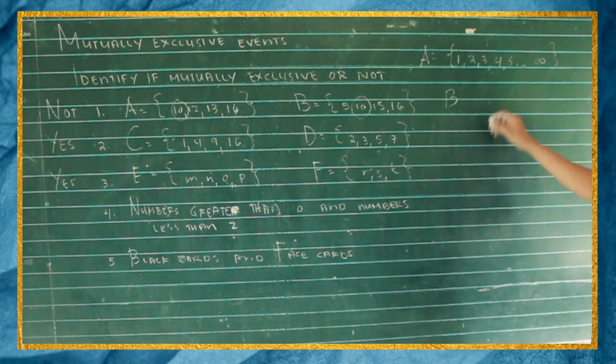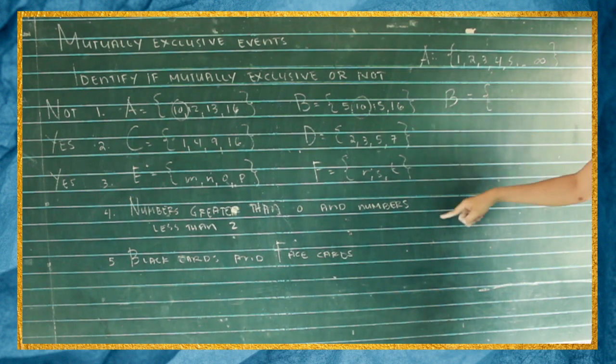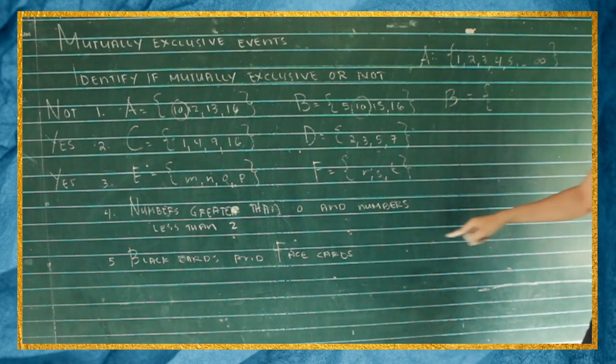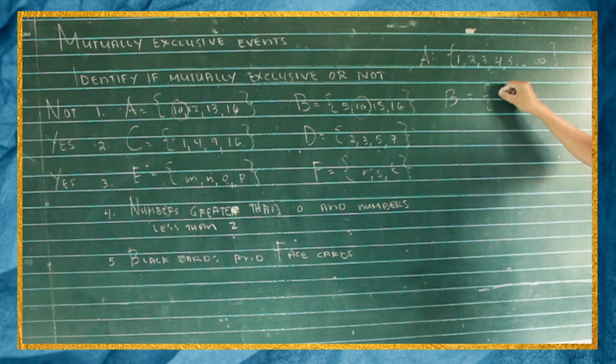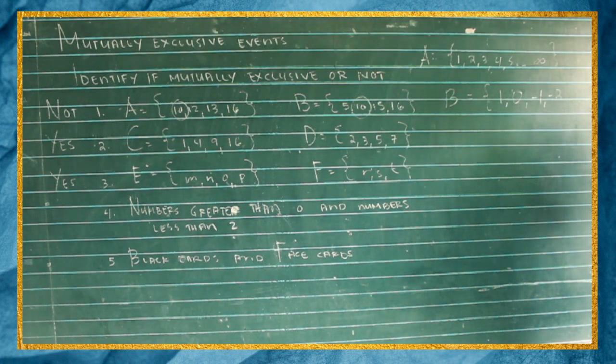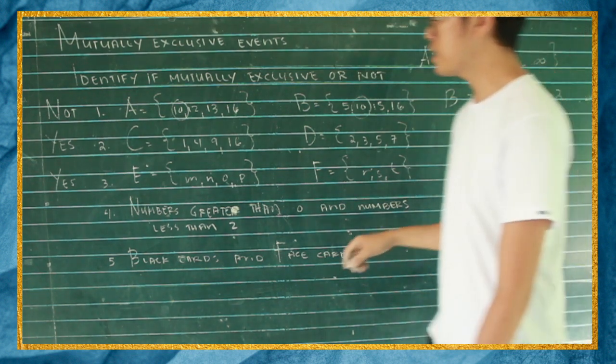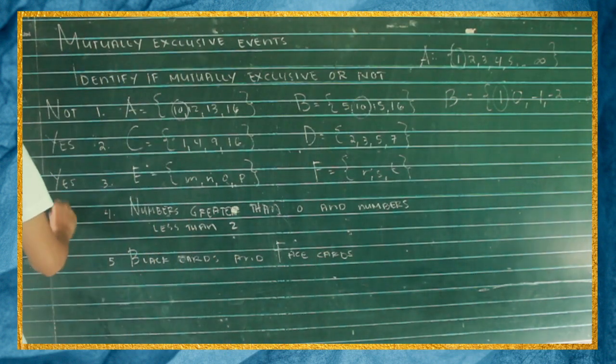Set B should be the numbers less than 2. So this is another event, and we can represent that as set B. What are the elements of set B? They are the numbers less than 2: 1, 0, negative 1, negative 2, and so on. It means set A and set B have an intersection, which is 1. So number 4 is not a mutually exclusive event.